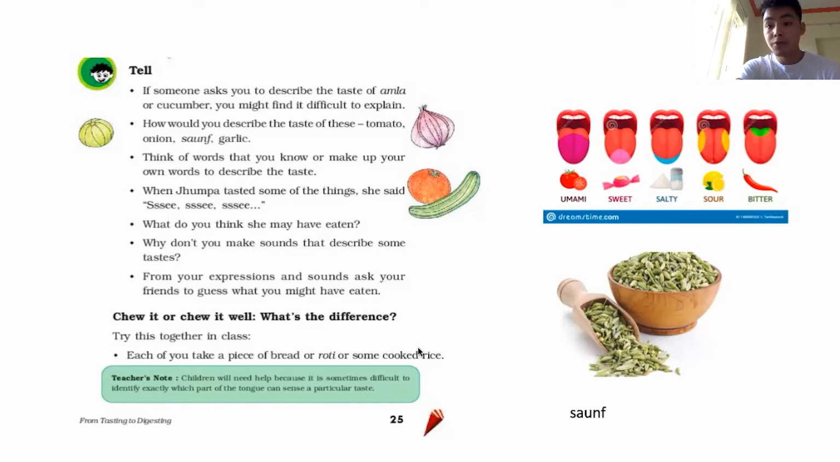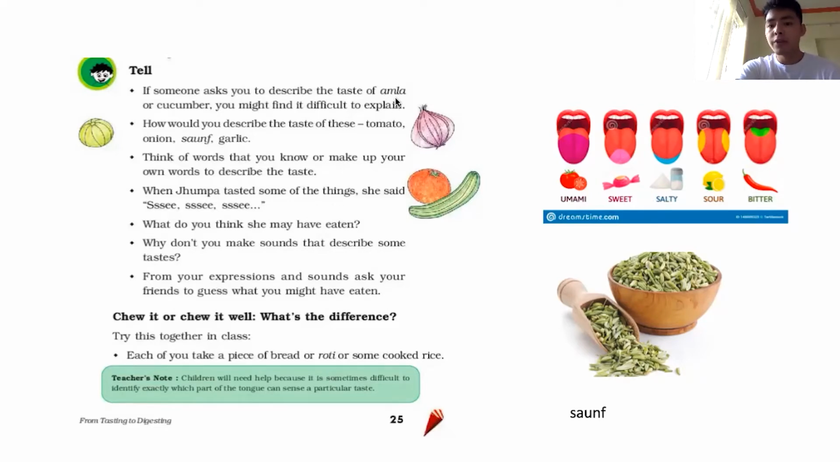It's on page number 25. Today we'll discuss the earlier subject on taste. Let me read it first. If someone asks you to describe the taste of an amla or a cucumber, you might find it difficult to explain. Here we generally describe taste as umami, sweet, salty, sour, or bitter. This is not bitter actually. It's supposed to be spicy with a bitter reference.